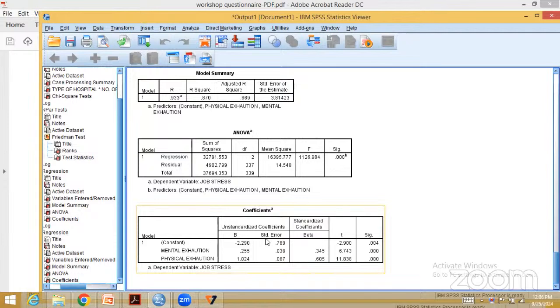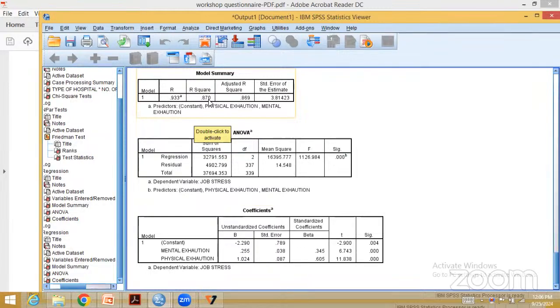What is multicollinearity? Correlation, interconnection among independent variables. Mental exhaustion and physical exhaustion, these two are correlated, interconnected. That is why there is multicollinearity. If there is multicollinearity among independent variables, there will be a decrease of the beta coefficient, and at the same time the R square is improving.